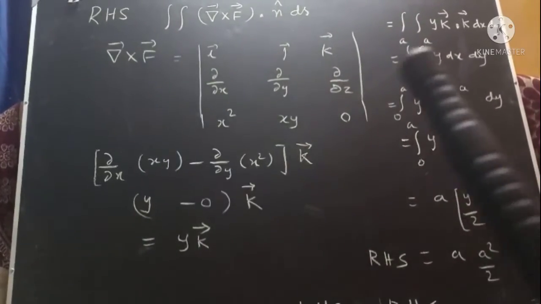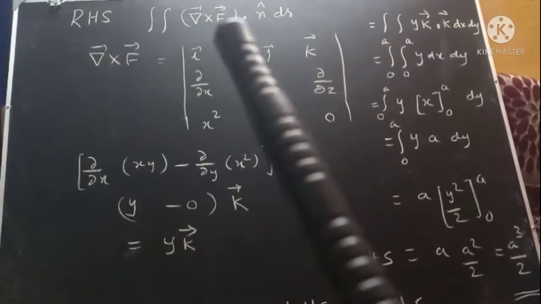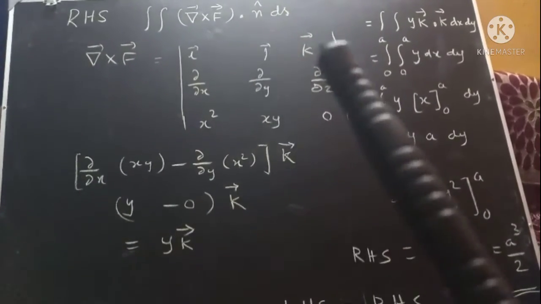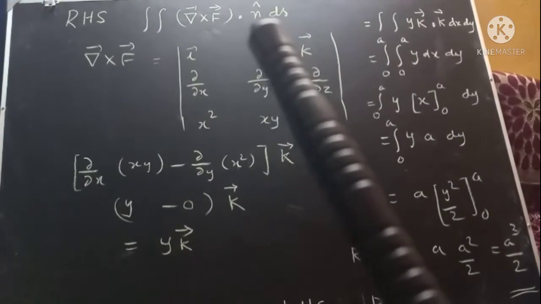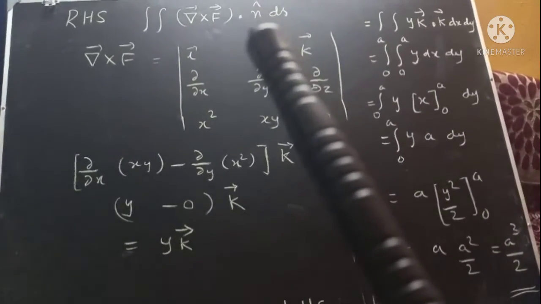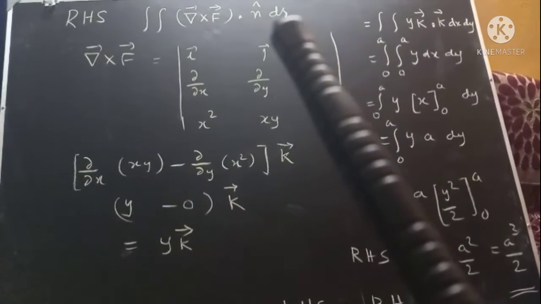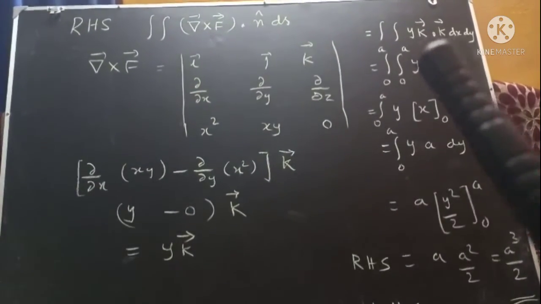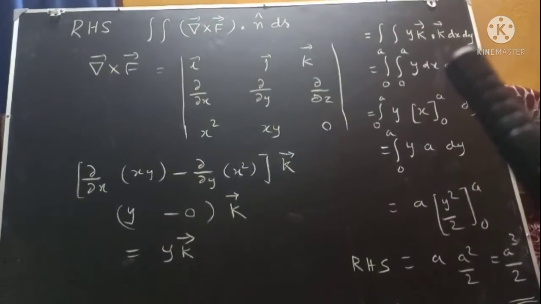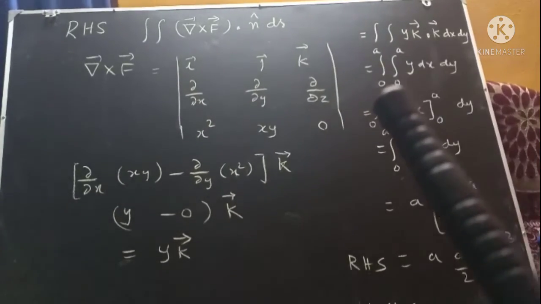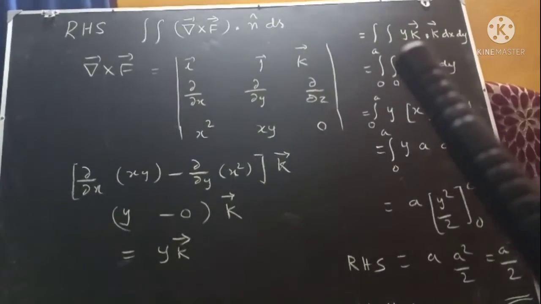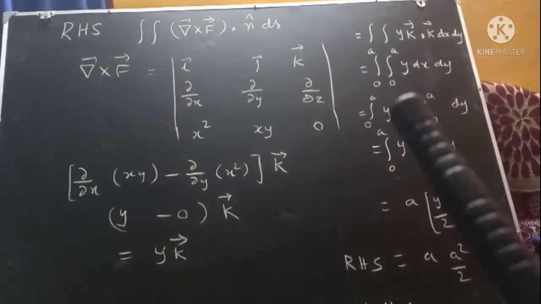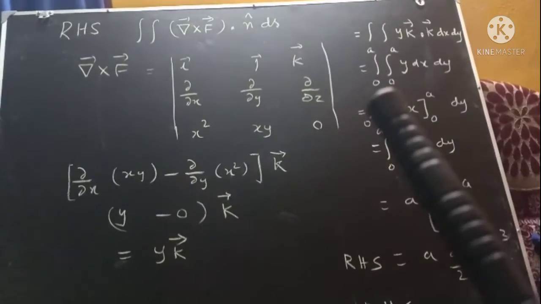Now the formula: double integral of del cross F vector, y k vector, dot n cap. Here n cap is equal to k vector and ds is equal to dx dy. K dot k is 1. Double integral of y dx dy, with x limit 0 to a and y limit 0 to a.